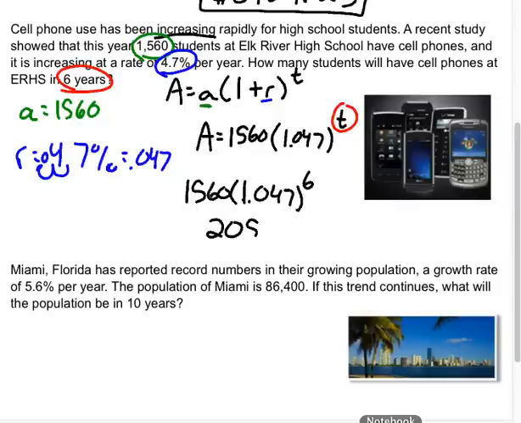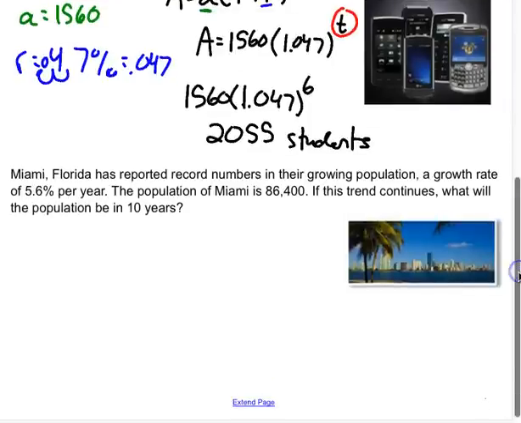2,055 students are going to have cell phones in 6 years. All right, so again, hopefully you can see the consistency here of how to construct these. All right, so one more of just like this.